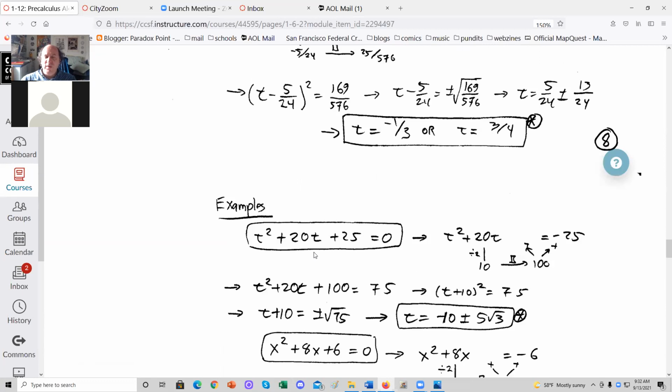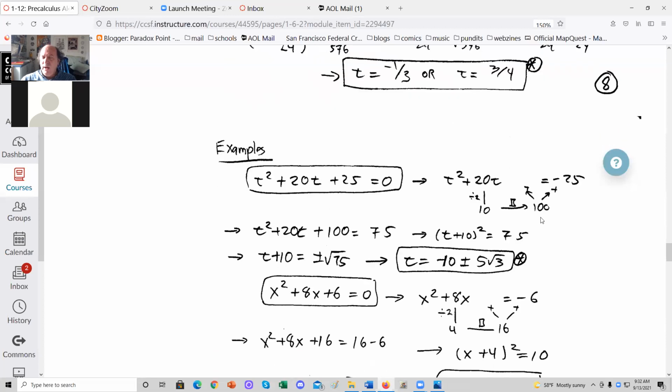Here's t squared plus 20t plus 25 equals 0. Transpose the 25: t squared plus 20t equals negative 25. Then complete the square. Take half of 20, you get 10. Square that is 100. Add to both sides. So t squared plus 20t plus 100 equals 100 minus 25, which is 75. This left side is the square of t plus 10. t plus 10 squared equals 75, so t plus 10 equals plus or minus root 75. Transpose the 10: t equals negative 10 plus or minus, and removing a square, root 75 is 5 root 3. So negative 10 plus or minus 5 root 3.